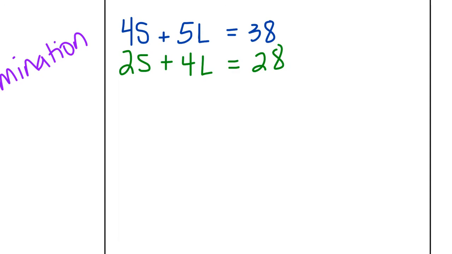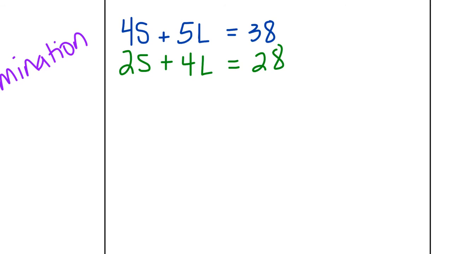Okay, so since they're lined up, one thing I need to look for is the coefficients in front of the variables. So with the S's, they're not the same. I have 4 and I have 2. For the L's, they're not the same. I have 5 and I have 4. So I need to somehow make one of them be the same. The easiest one that I see is the S's, because 4 is a multiple of 2. I can multiply this second equation by something to make the number in front of S be a 4.